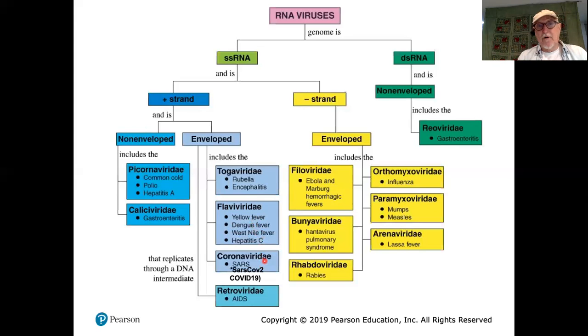The next group, of course, are the ones that we are absolutely enthralled with at the moment because we are in the midst of a global pandemic caused by one of them. And these are the coronaviruses. So the coronaviruses are enveloped, positive strand, single-strand RNA viruses. Important to remember.